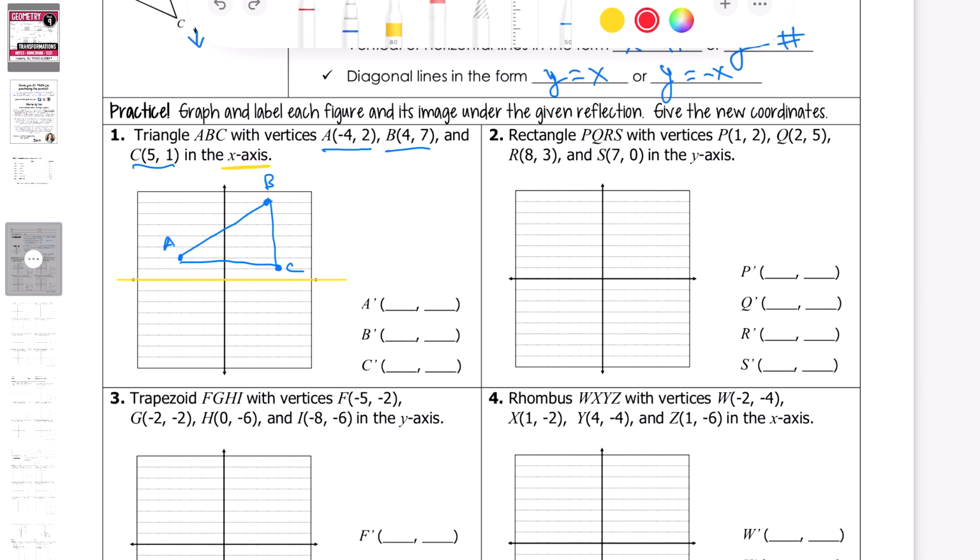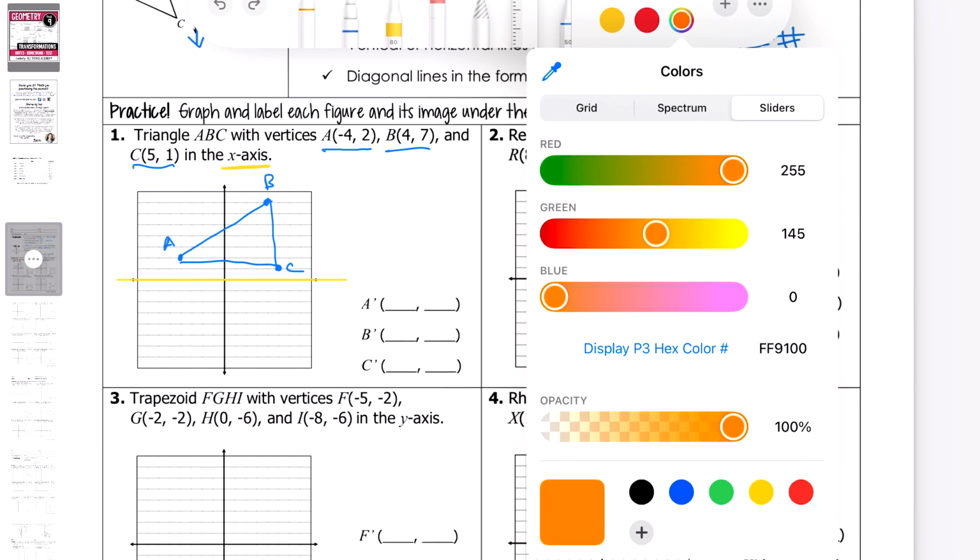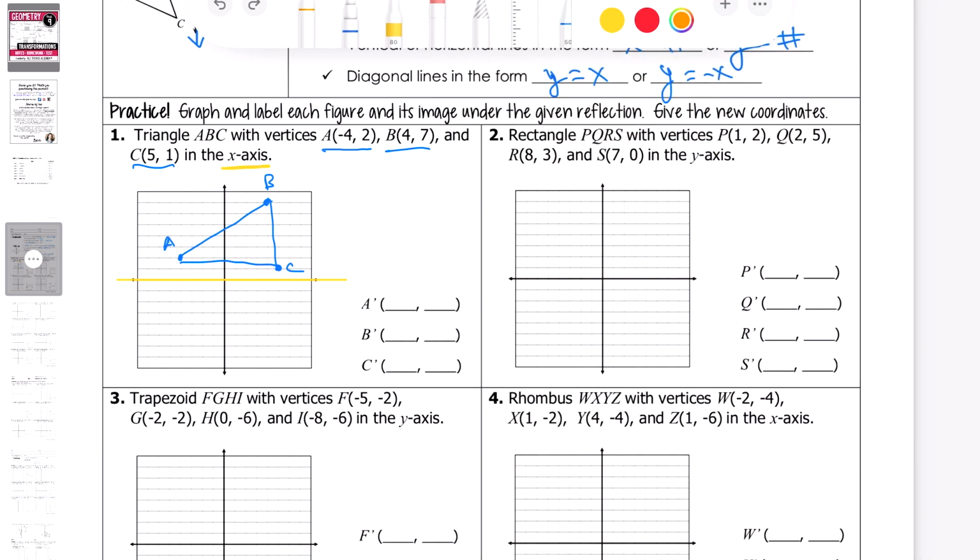So what we want to do is figure out how far away. Let's see if I can maybe do orange on this one. I was hoping I could keep that orange, but all right. With this one, since they're the same distance away, I'm just going to take a look and say how far away is A from the line of reflection.